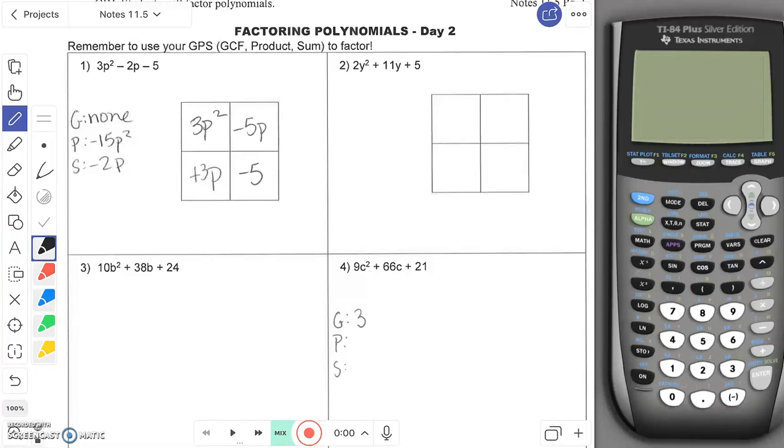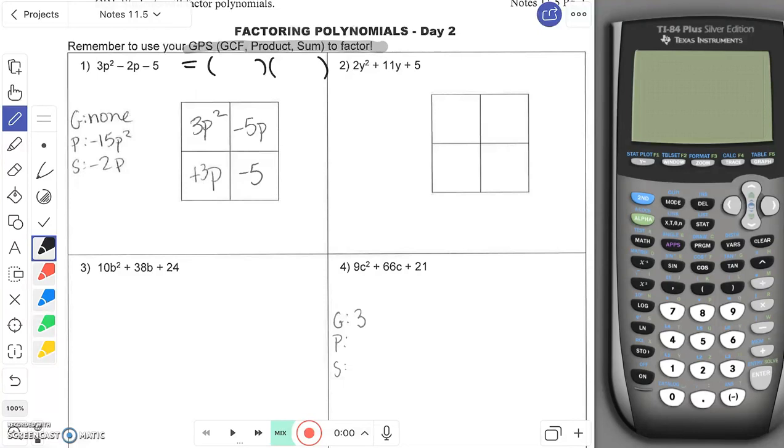All right, we're looking at factoring polynomials day 2, and we're going to use our GPS to make sure that we are finding our way through factoring. So that's going to be finding your greatest common factor, your product, and your sum to get back to the types of ones where we have them back in the parentheses. So just remember that factoring is the opposite of multiplication. So we're looking to get back to those parentheses.